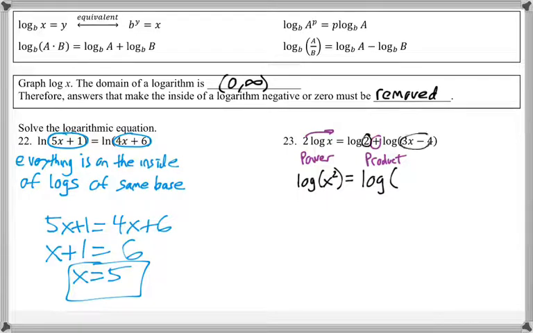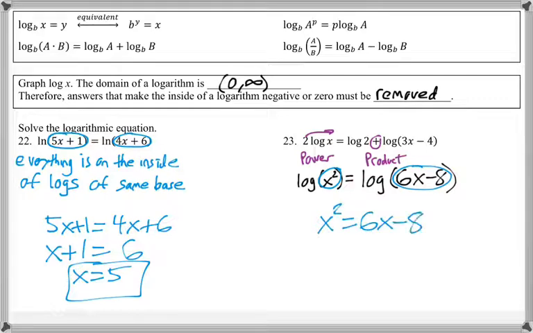to multiply the insides. So you're distributing that 2. So it will be 6x minus 8. So now everything is on the insides of logarithms of the same base, which means you can now just focus on the stuff that's on the inside. So x squared is equal to 6x minus 8. And if you solve this equation, then you solve the original equation.